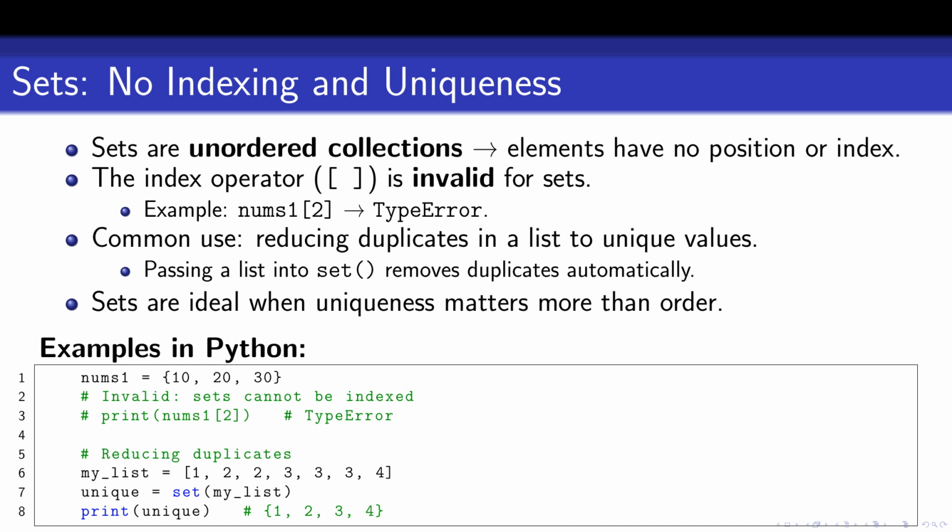Attempting to access an element by index produces an error, while converting a list with repeated values produces a set with only distinct elements. This property makes sets particularly useful in situations where order does not matter but uniqueness does, such as filtering user IDs, removing duplicates in data, or checking membership.